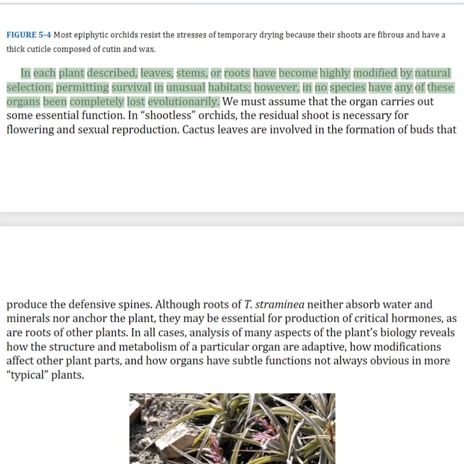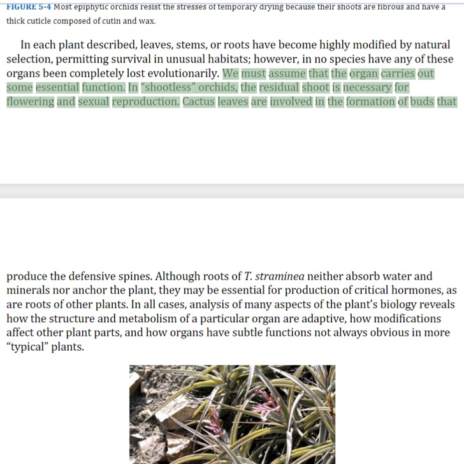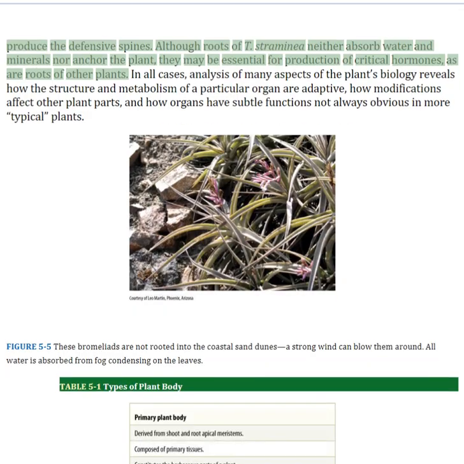In each plant described, leaves, stems, or roots have become highly modified by natural selection, permitting survival in unusual habitats. However, in no species have any of these organs been completely lost evolutionarily. We must assume that the organ carries out some essential function. In shootless orchids, the residual shoot is necessary for flowering and sexual reproduction. Cactus leaves are involved in the formation of buds that produce the defensive spines. Although roots of T. straminia neither absorb water and minerals nor anchor the plant, they may be essential for production of critical hormones, as are roots of other plants.